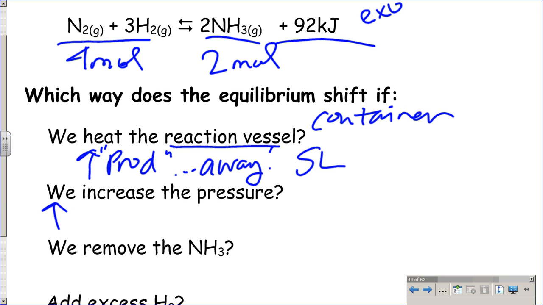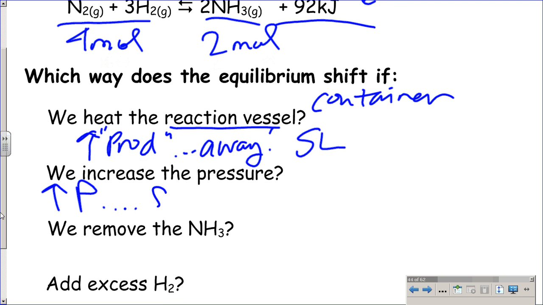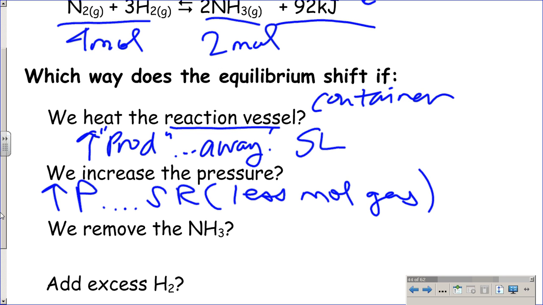So you increase the pressure. Oh no, too much pressure. Why shift right? Good. Shift right, less moles of gas. That's just a little helpful tip, making sure you know why you would shift to the right.